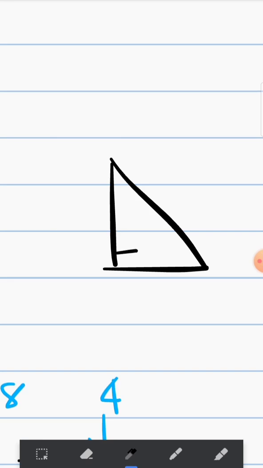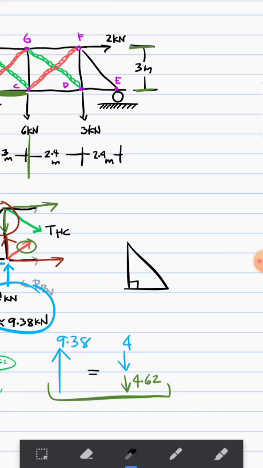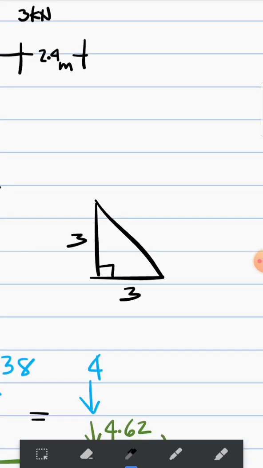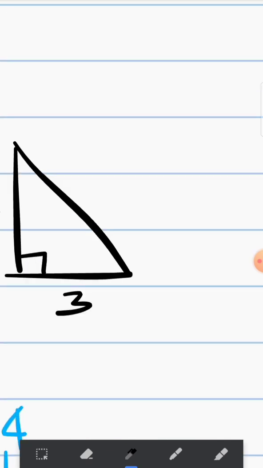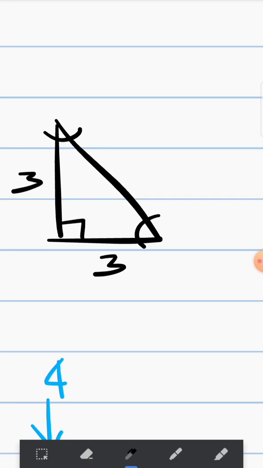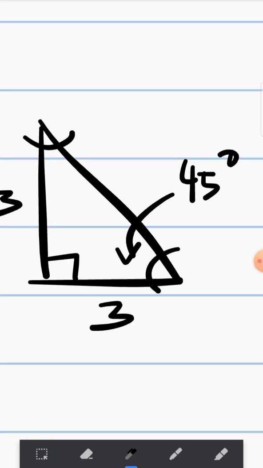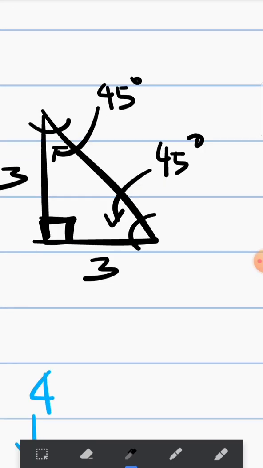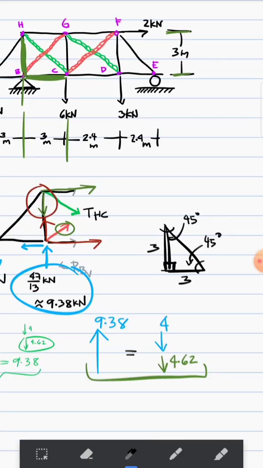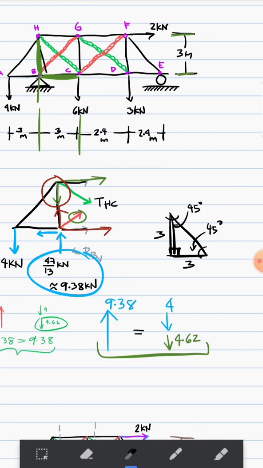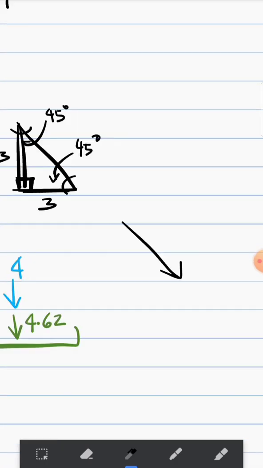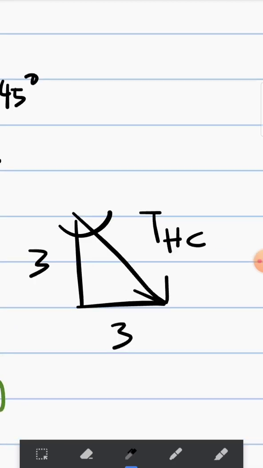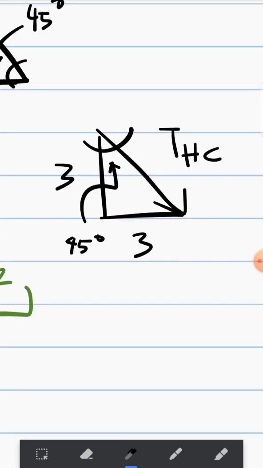Whenever we have a 90-degree angle, whenever we have a triangle that's 90 degrees and has two sides the same, what they call an isosceles triangle, its angles must always equal 45 degrees. Other than 90 degrees, the remaining angles must be 45 degrees if we have an isosceles triangle. Applying that idea to what we have here, if this is THC and this is 3 meters by 3 meters, then this angle right here must be 45 degrees.